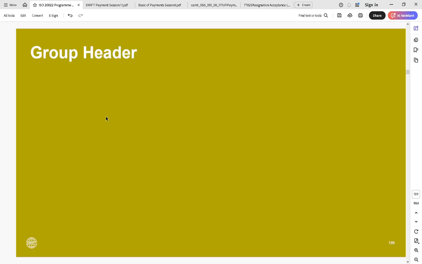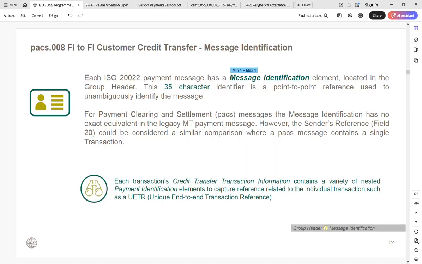Now the next section is the group header. What does the group header contain? It contains a message identification. Where is the message identification located? It's here. This message identification is located under the customer credit transfer information, under your message ID. You can see it here. It is normally up to 35 characters long, with UETR.